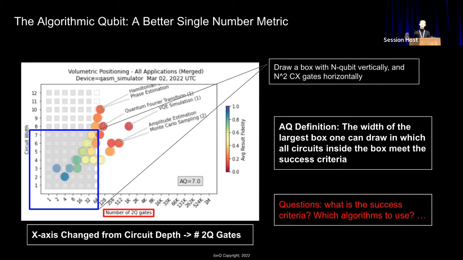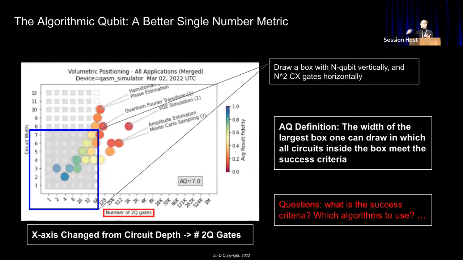The volumetric plotting and the QED-C benchmarks will give you some estimation or some measurement of the performance of quantum computers. But unlike the QV benchmark, it does not give you a single number. So here I introduce a single number, which is called the algorithmic qubit, to give you an overall estimation of the performance of quantum computers.